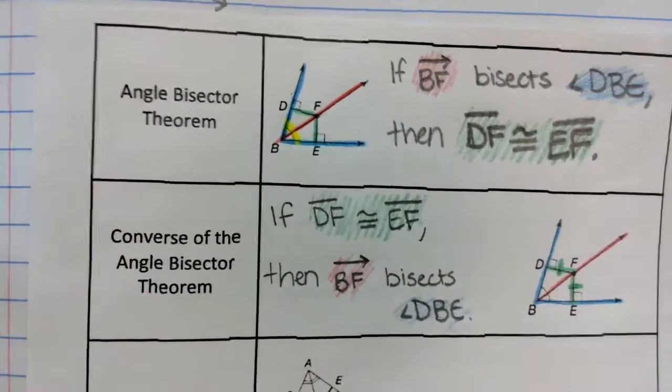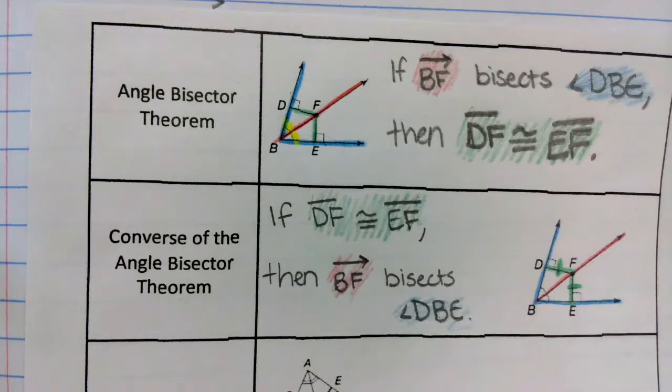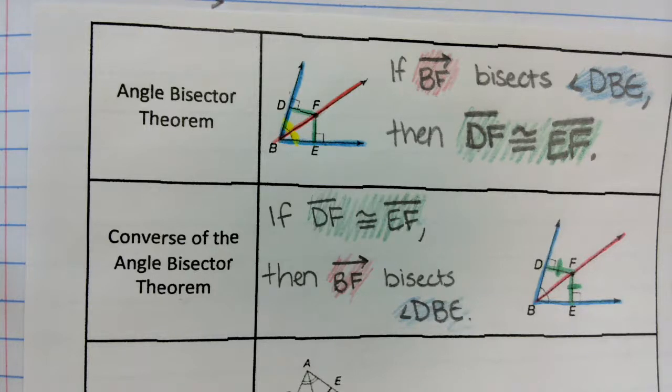So to know which theorem you're using is going to just be based on what you're given. If you're given a bisector, then we're going to use that top theorem. If we're given two segments are the same, we're going to use that converse. Okay, so it's just based on what parts of the problem you know.